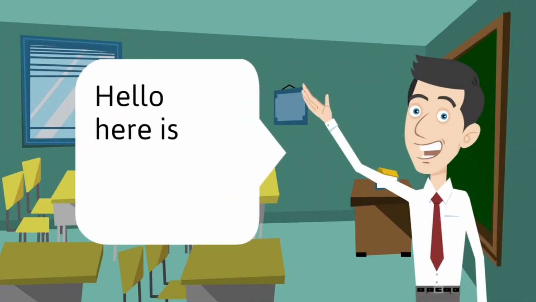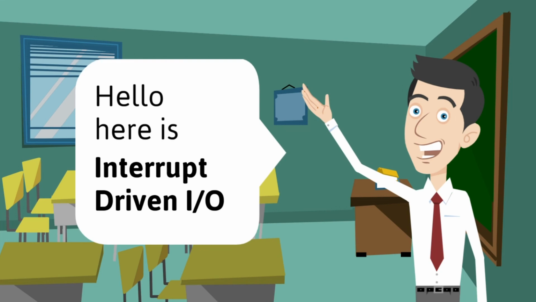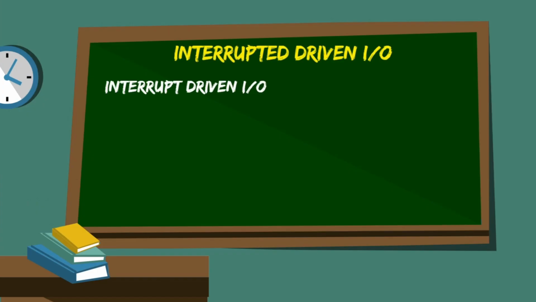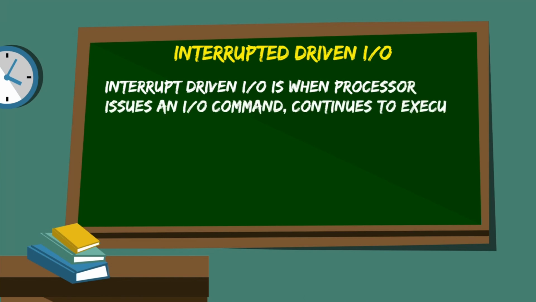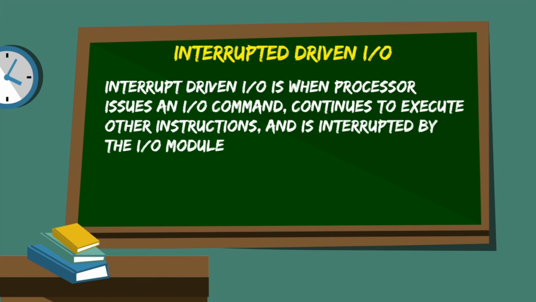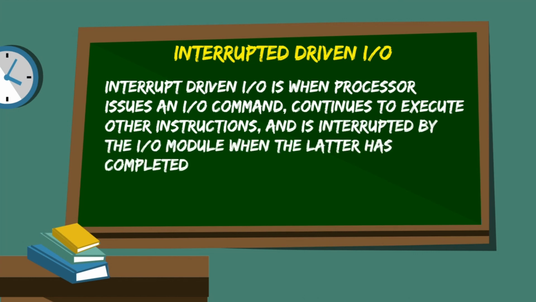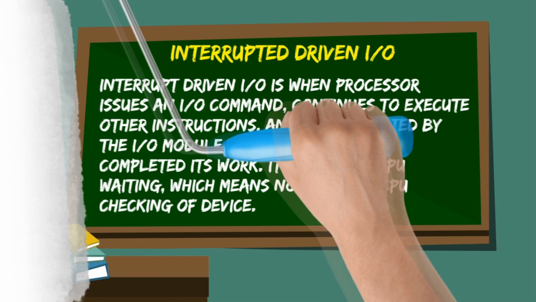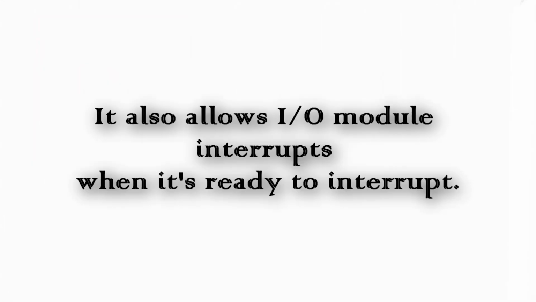Finally, we have interrupt-driven I/O. Interrupt-driven I/O is when the processor issues an I/O command, continues to execute other instructions, and is interrupted by the I/O module when the latter has completed its work. It overcomes CPU waiting, which means no repeated CPU check-in of the device. It also allows the I/O module to interrupt when it is ready.